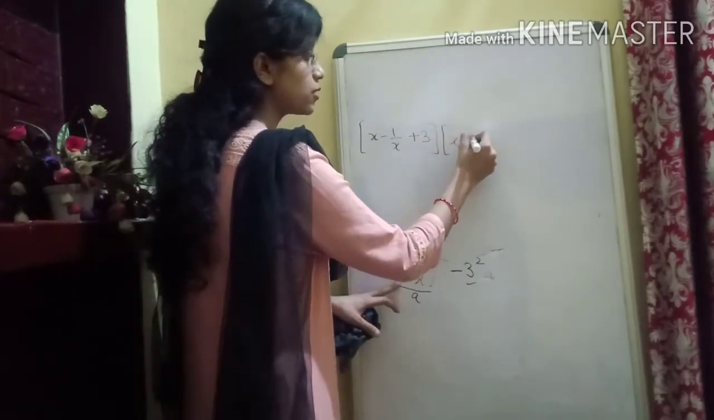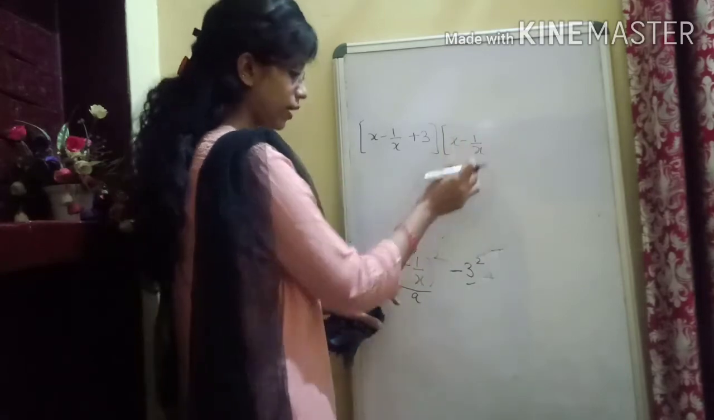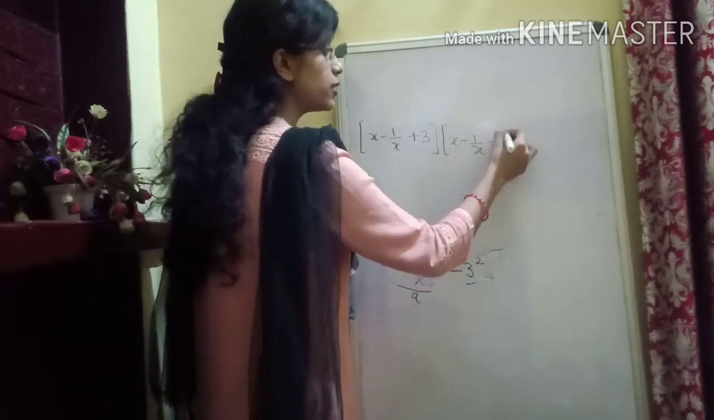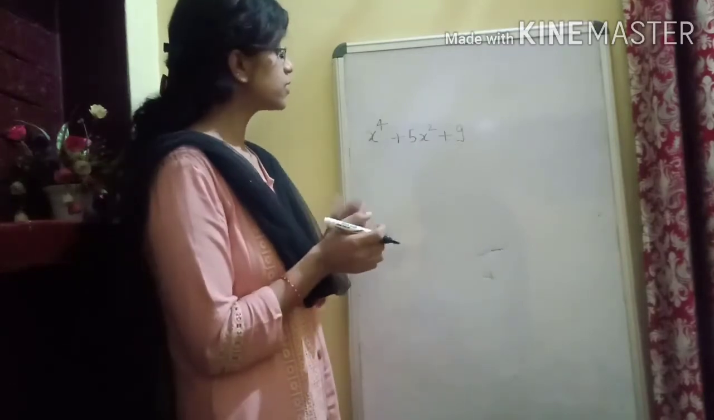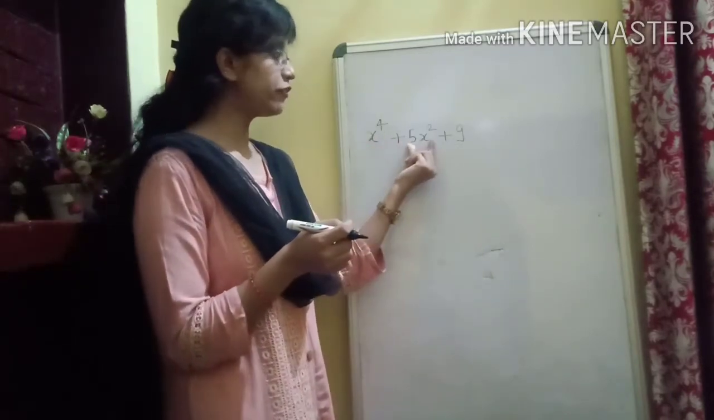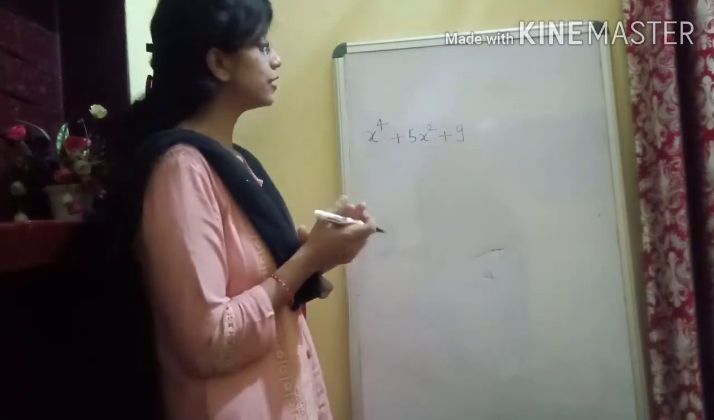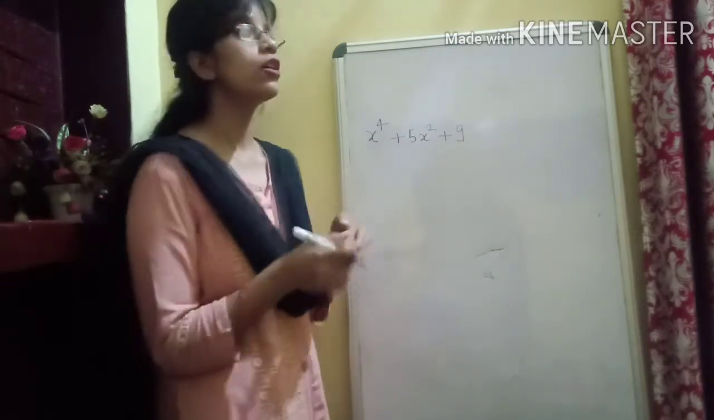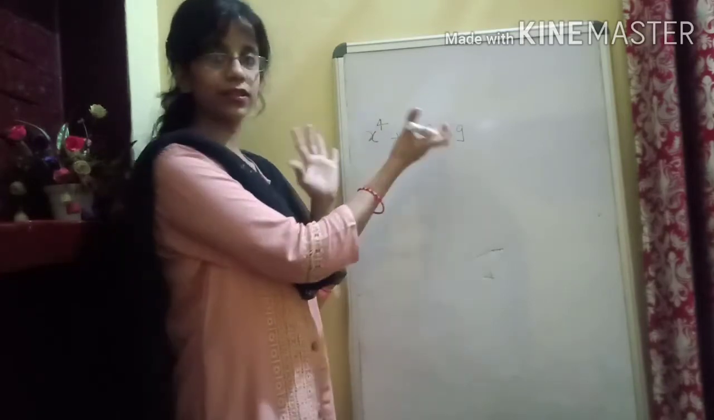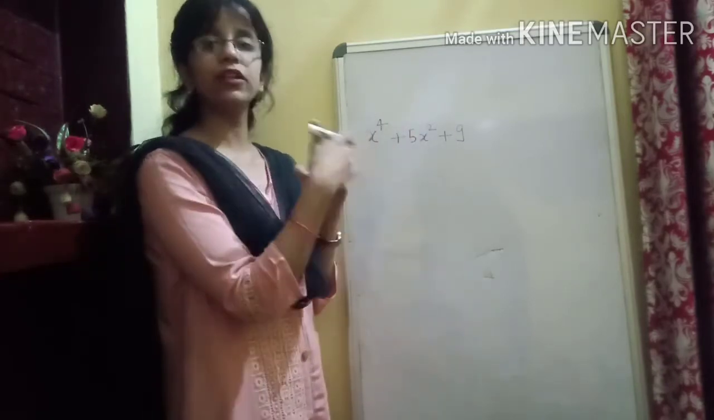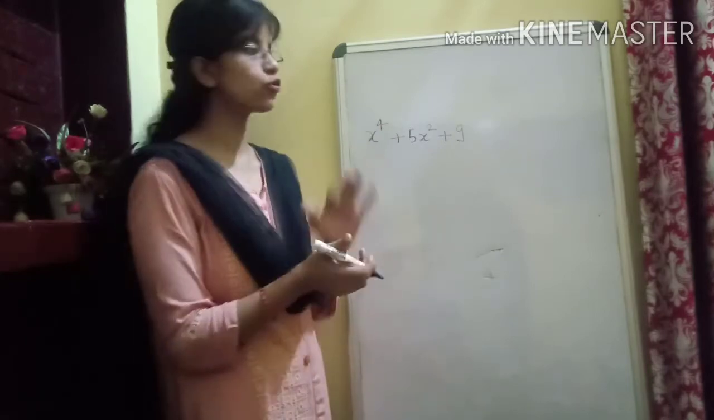X minus 1 upon x, this is your a minus b, that is minus 3. So that's how we have simplified. Our next question is x to the power 4 plus 5x square plus 9, and this question we have to factorize. So here if you see, nothing is common, we cannot take these two terms together and common, and nothing is common, we cannot use identity a square minus b square now.